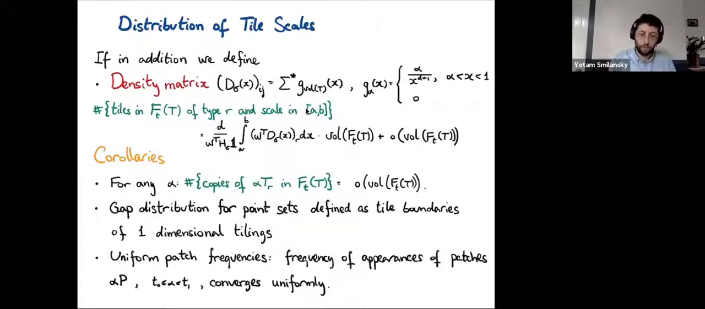And I will skip those remarks and just say that using those uniform patch frequencies, we have our most important result. The tiling dynamical system with respect to the R^d action of translations is uniquely ergodic. There exists a unique ergodic R^d-invariant probability measure on this space, which is kind of a proof that this is a model that is worth studying.